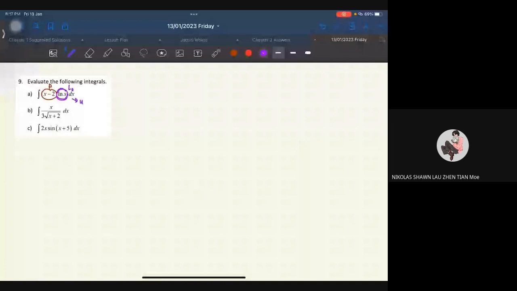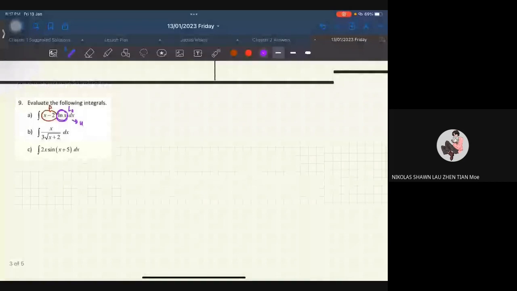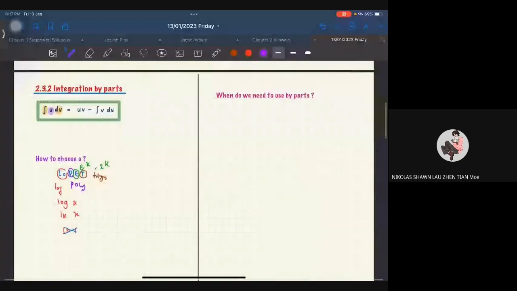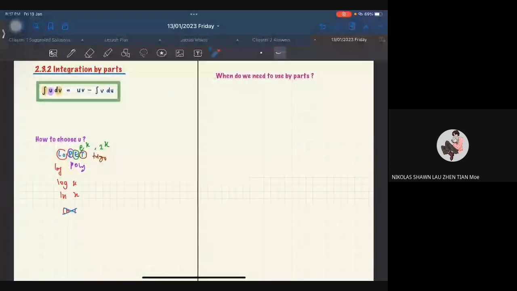Okay. Saya patah balik kat atas. Okay, so saya ada soalan untuk awak. When do we need to use by part? Bila sahaja ke ada certain cases we need to use by part? Any idea?